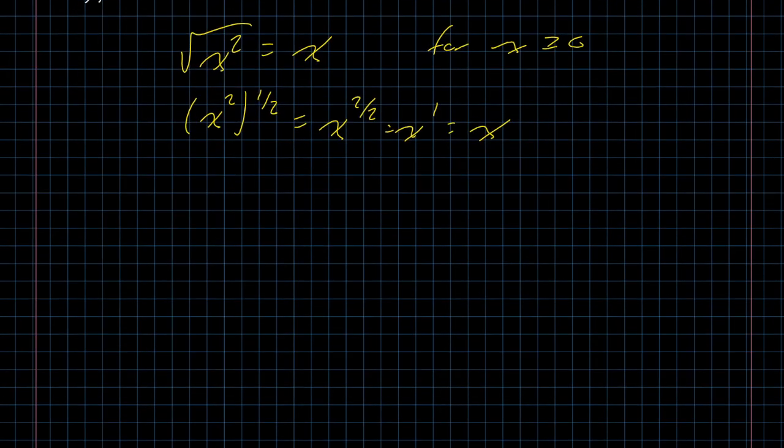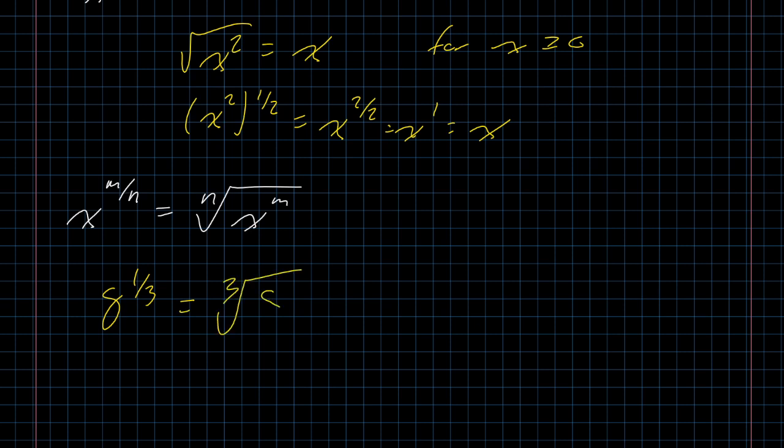In general, if I have x to the m over n power, we're going to define that as the nth root of x to the m. But in this video, I'm not going to worry too much about that, other than being able to evaluate something like 8 to the 1/3 as the cube root of 8, and if you happen to know offhand that that's 2, then you're in great shape.